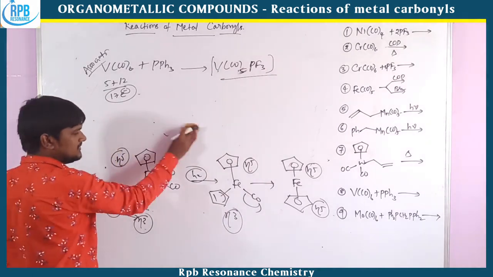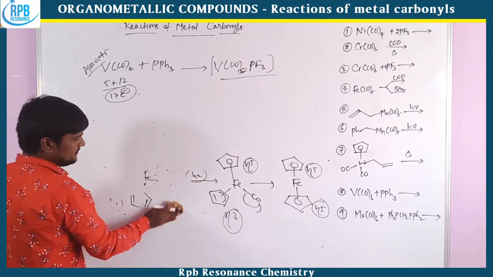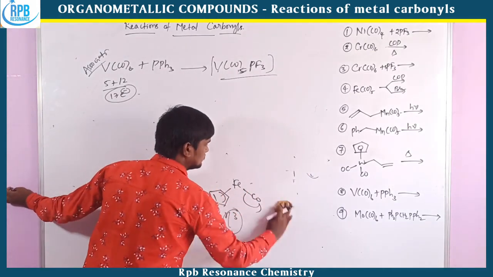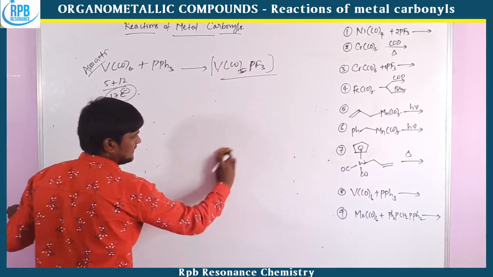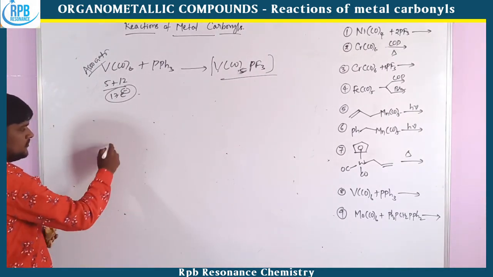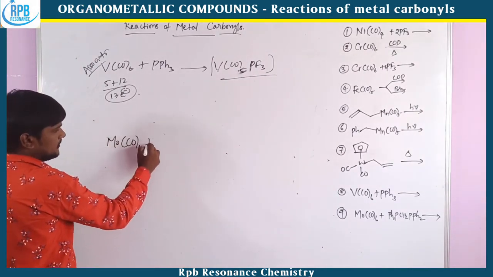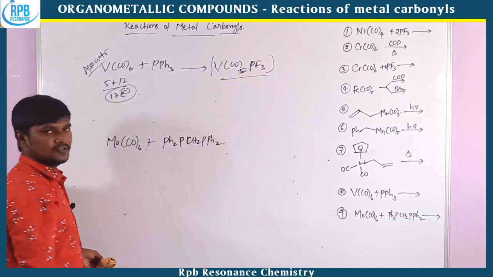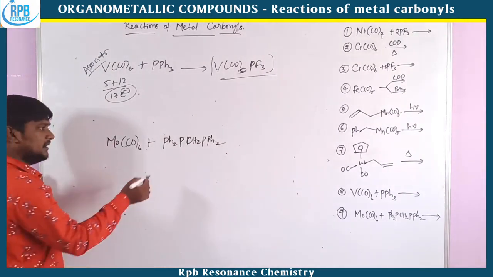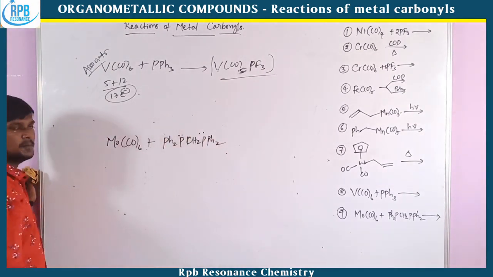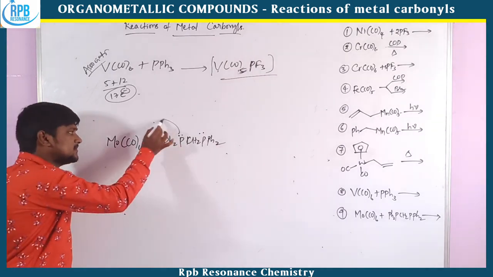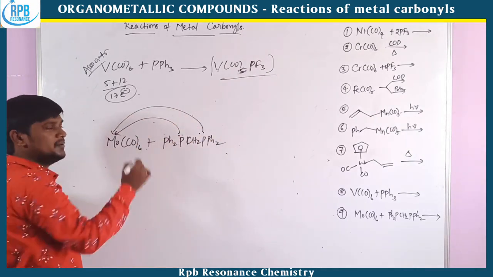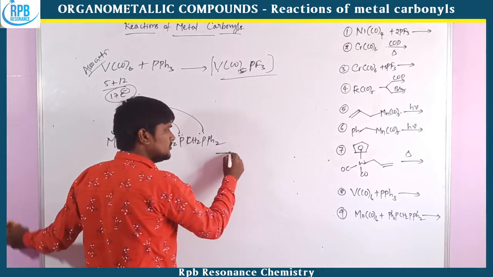Now finally the ninth example is Mo(CO)6 times. Here they are given chelating ligands, Ph2P-CH2-PPh2. This is the chelating ligand. Phosphorus has a pair of electrons, and here also phosphorus has a pair of electrons. So one phosphorus attack removes only one carbonyl. If two phosphorus atoms attack the system, then it removes two carbonyls.